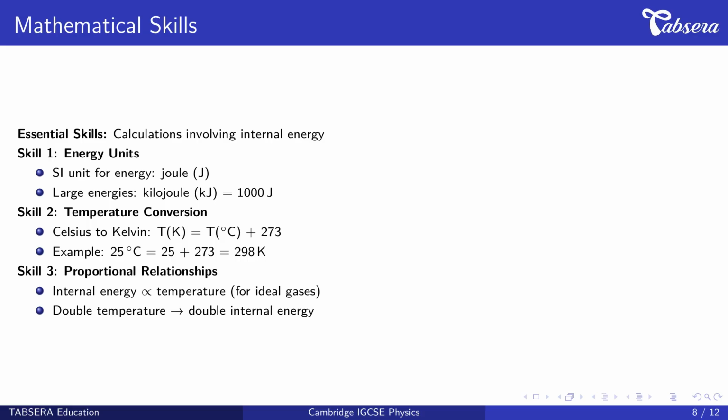Third, proportional relationships. For ideal gases, internal energy is proportional to absolute temperature. This means if you double the temperature in Kelvin, you double the internal energy. These relationships are fundamental in thermal calculations.